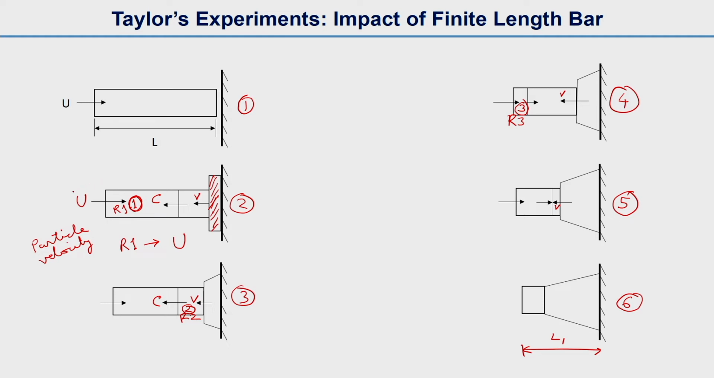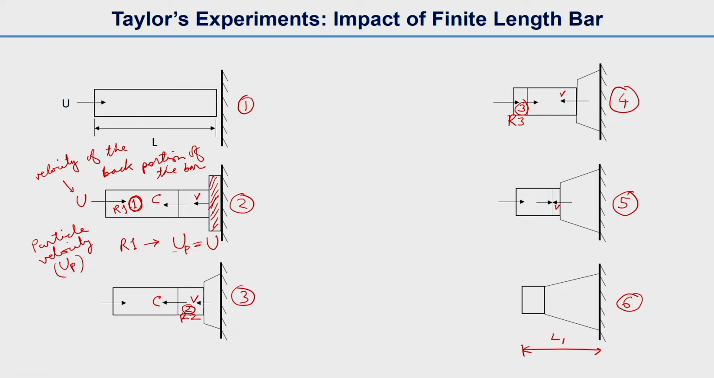You can see that this is the velocity of the back portion of the bar. So that is the impact velocity. For region R1, the particle velocity is u, or we can write up equal to u, where up is the general symbol for the particle velocity.